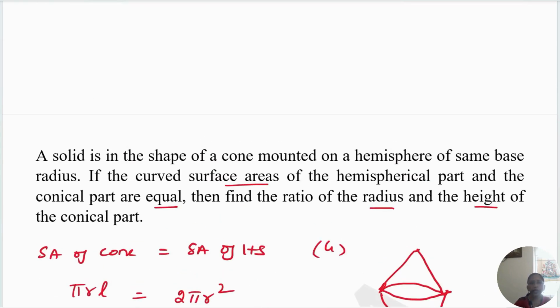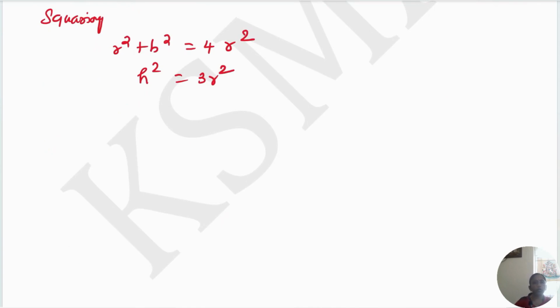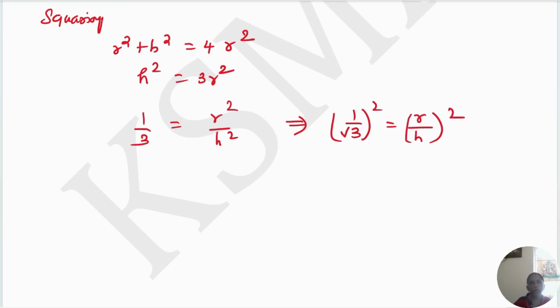What is our question? Radius to the height is asked. So r to h we have to find out. So r square by h square is equal to 1 by 3. So 1 by root 3 the whole square is equal to r by h the whole square. So r by h is 1 by root 3. Or the ratio is 1 is to root 3.